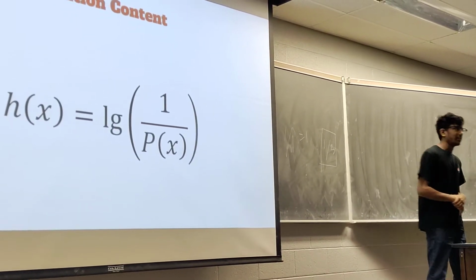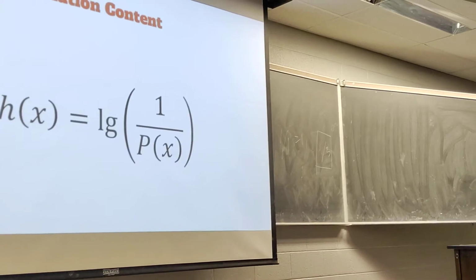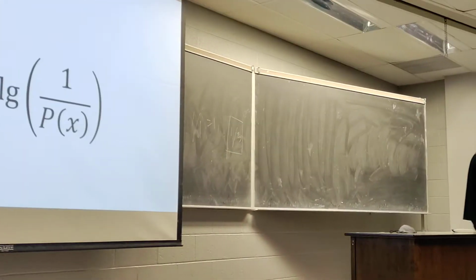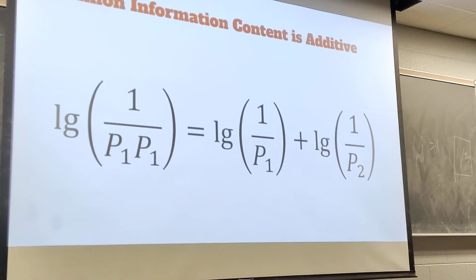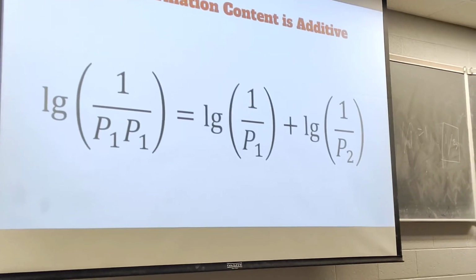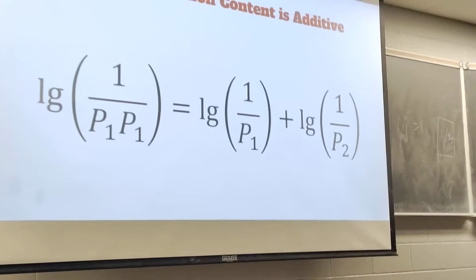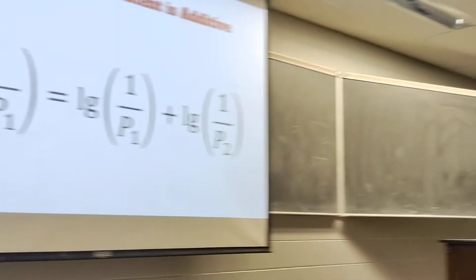That's cool. Now there's another question. This is a question I had when I first learned about binary search. This is just a fun property. It's additive. If you have 2 independent events, the probability is a product, so information is additive. If you do 2 tests, you get 1 bit, you get 1 bit, you get 2 bits.